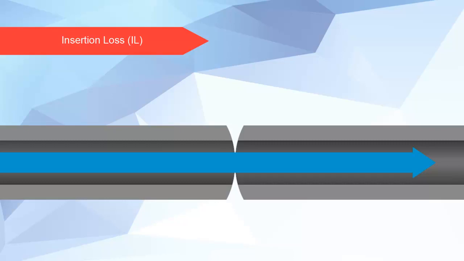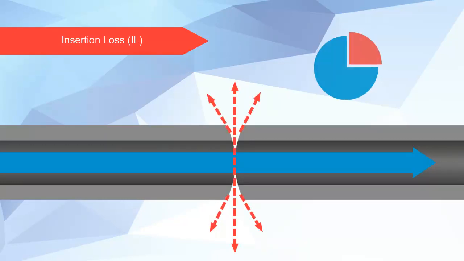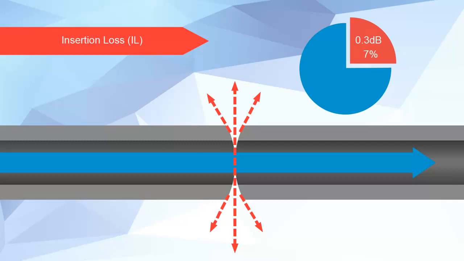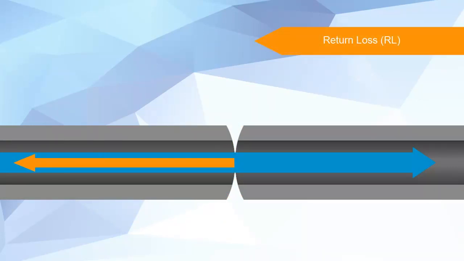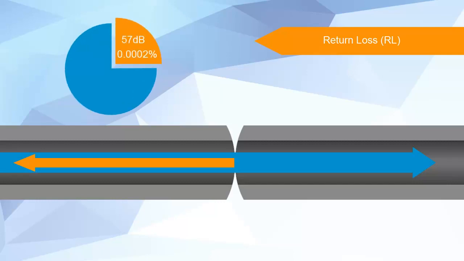Insertion loss, IL, is a measure of the power that is lost through the junction, and a typical loss value of 0.3 dB is equivalent to about 7% of the power being lost. Return loss, RL, is a measure of how much power is reflected back to the source from the junction. A return loss value of 57 dB is equivalent to 0.0002% of the light being reflected back.